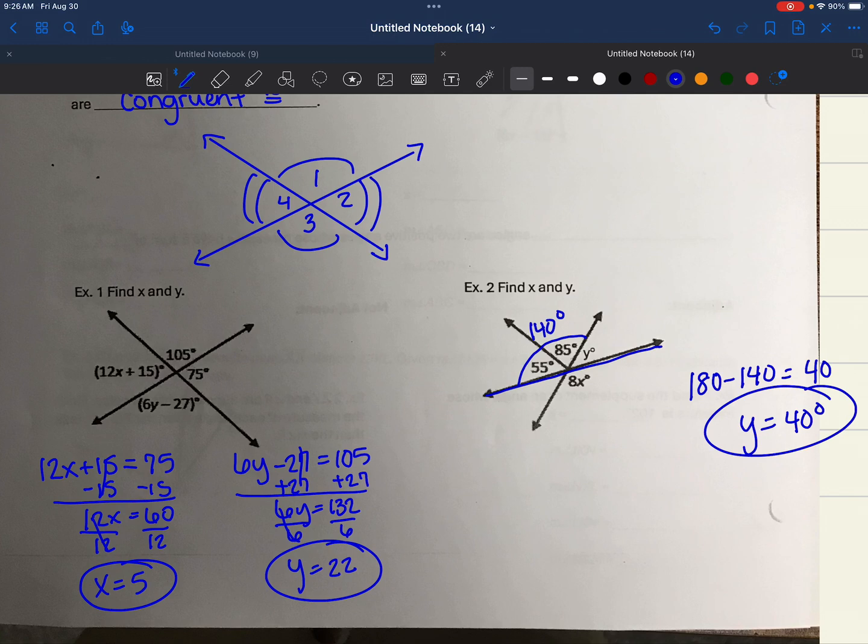8x plus 40 is equal to 180. Yes, that is one way. You are correct, which I do like, but what about using vertical angles, since we're talking about vertical angles in this section? 8x equals 140. Good. Notice this angle here, 8x, is a vertical angle to this whole entire thing. So we can set 8x equal to 140.